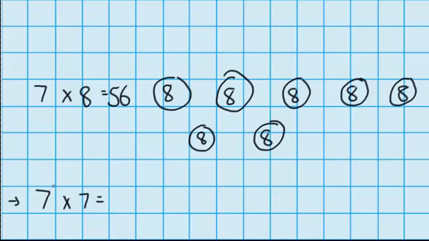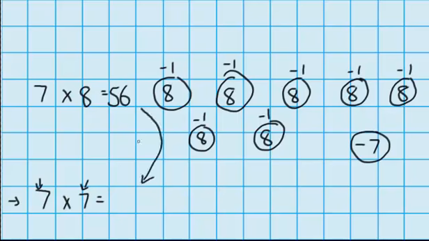So my next step is to think, how does 7 times 7 look different from that? Well, it's still got 7 groups, like I've got up here, except this time, instead of needing 8, all I need is 7 items. So that means I'm going to have to take one item off all of these groups. So because there's 7 groups, and I'm taking one item away from all of them, that means in total I'm taking away 7 items. So the answer to 7 times 7 must be 7 less than 56. And I know that 56 minus 7 is 49.